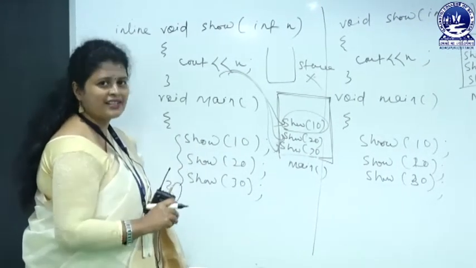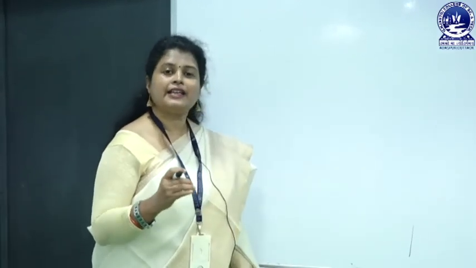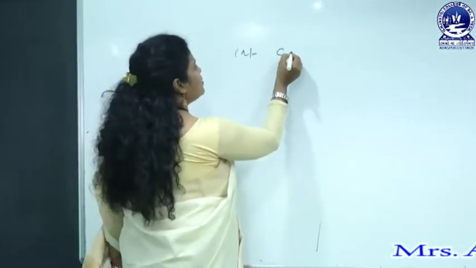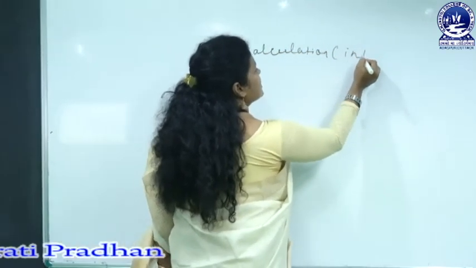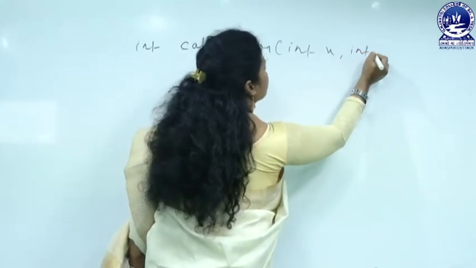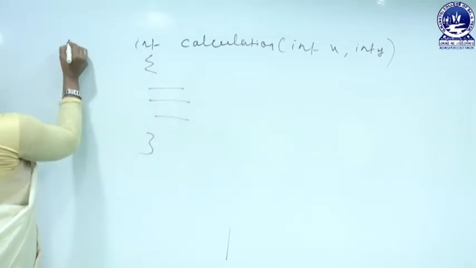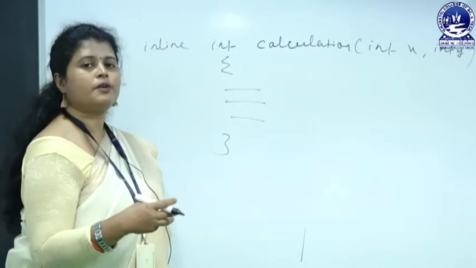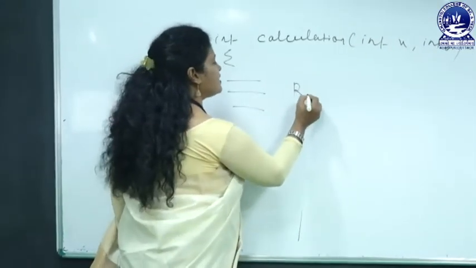But there are some restrictions related to inline functions. What are those? You cannot use any complex activities inside the inline function. For example, suppose you are writing one inline function, int calculation, and you are using some variables like int x, int y, etc. You have to use the inline keyword here. Inside the calculation function body, you are performing some sort of complex activity like recursion. You may use recursion here.